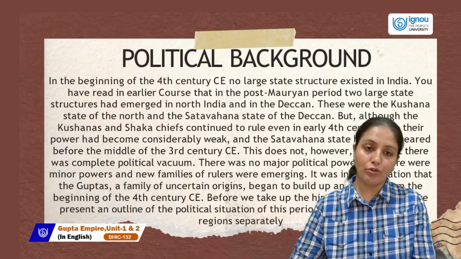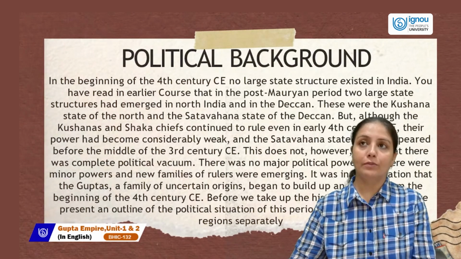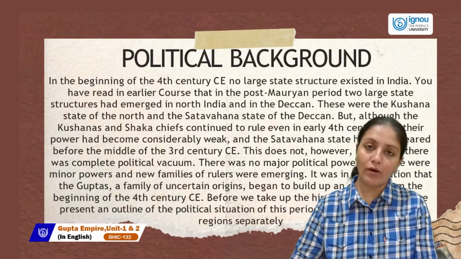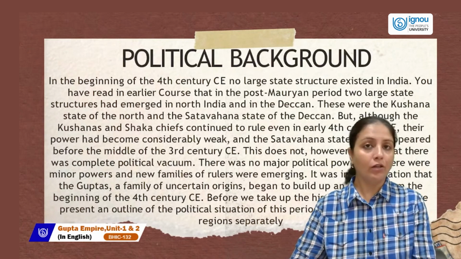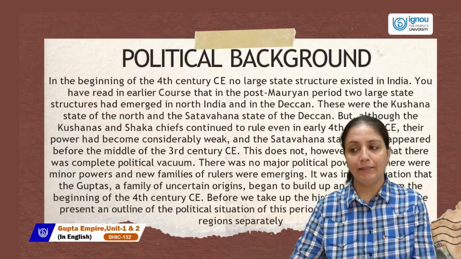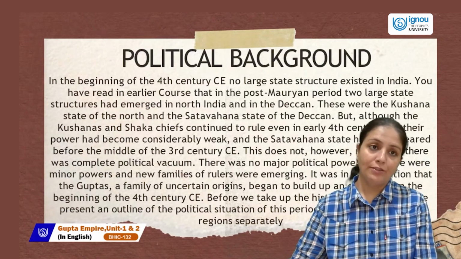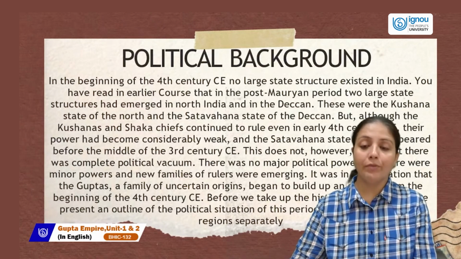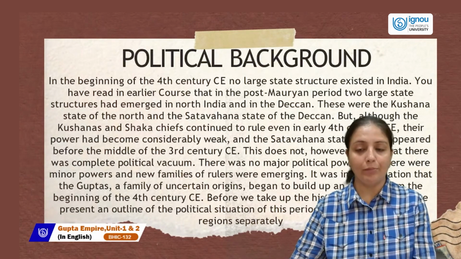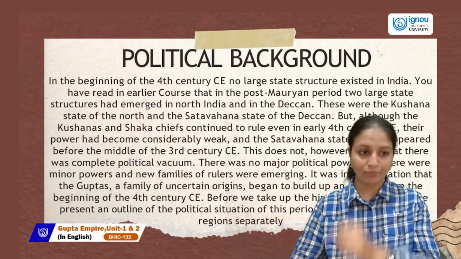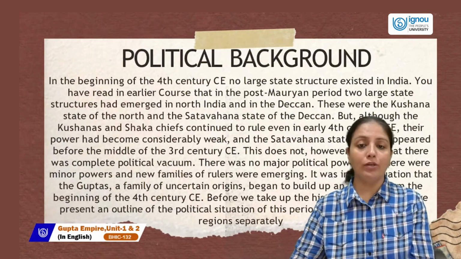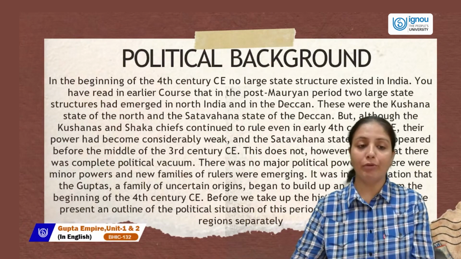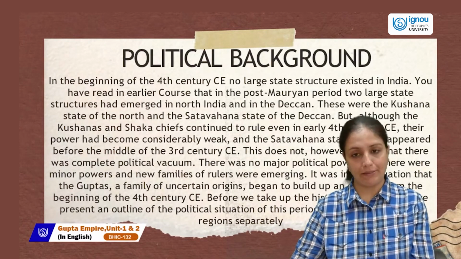About the Satavahanas, I want to tell you that the Satavahana rulers used their mother's name before their own name, just like Gautamiputra Siri Satakarni, Vashishtiputra Siri Satakarni. They were using their mother's name before their own name. The Satavahana state had disappeared before the middle of the 3rd century CE.